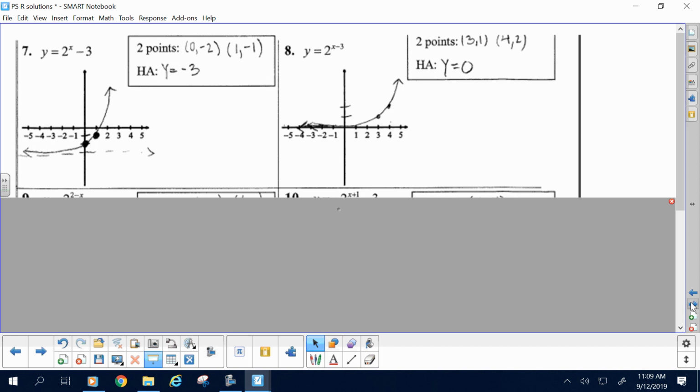All right. Now, some of you are definitely freaking yourself out on the logs, thinking way too hard. All you're going to do is take all of those points and switch them. The log is the switching of the exponentials. So instead of 0, 1, when I go to graph log base 2 of x, I have 1, 0. Instead of 1, 2, I have 2, 1. For log base 3 of x, instead of 0, 1, I have 1, 0. And instead of 1, 3, I have 3, 1. Log base 4 of x, instead of 0, 1, 1, 0, instead of 1, 4, 4, 1.